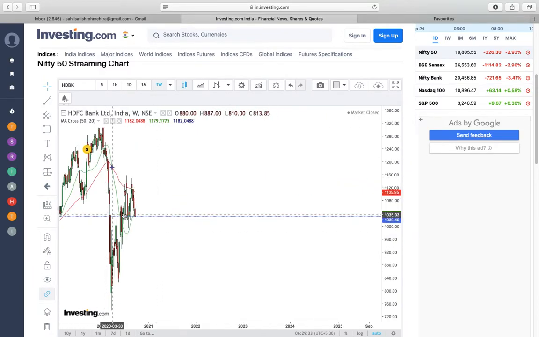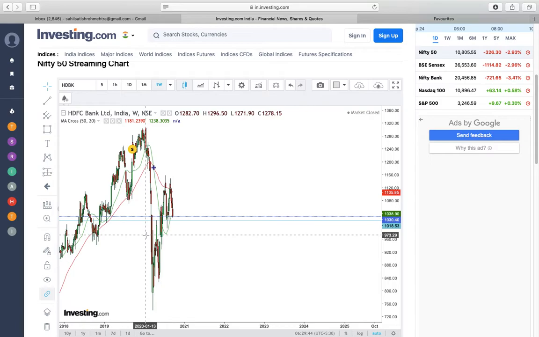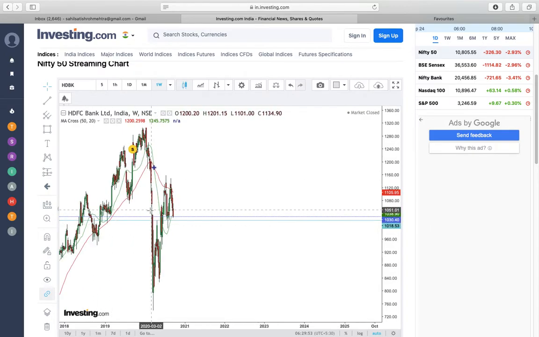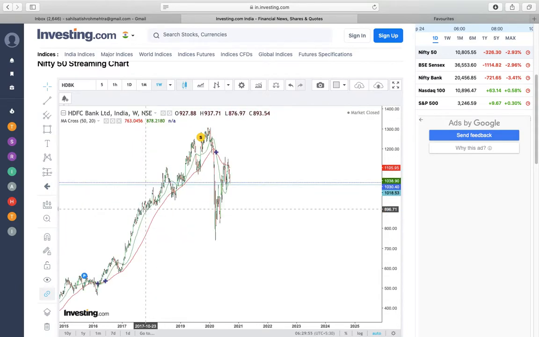We do see a W pattern that is formed here, which means that the 1050 levels should be a reasonable support for the security. But we are seeing too many bearish signs. This is an evening star right here, another evening star right here. So we're seeing too many reversal signs at 1150, 1130 levels. There's no reason to have this stock in your portfolio.